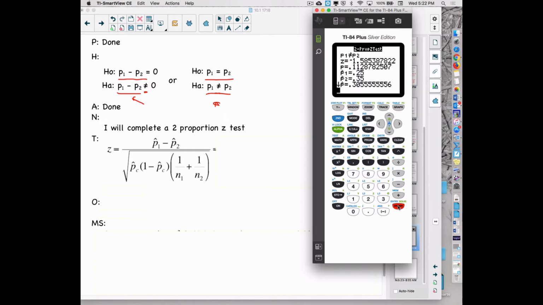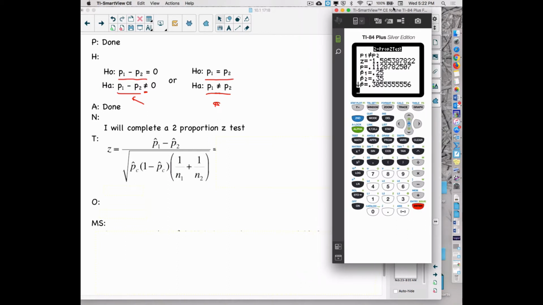So I'll crunch things out, and there I have my p hat 1, my p hat 2. This p hat here is the p hat combined, so you don't need to manually calculate that. And then we have our z and our p. So when we go to write our formula of numbers here, this is actually the one we're going to use along with the n's. And then, of course, we want our z and our p as well.